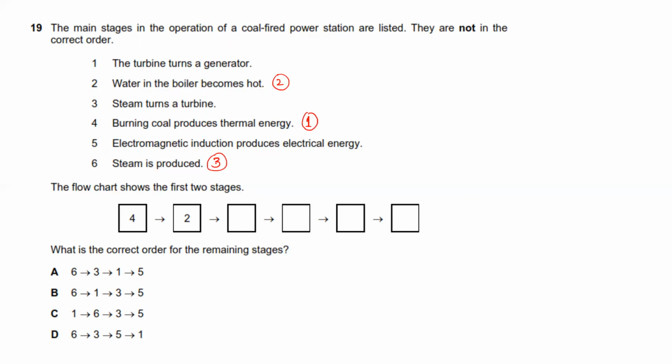And after steam is produced, steam turns the turbine. So this is 4. And the turbine turns the generator. This is 5, and electromagnetic induction produces electrical energy. This is 6. So 4, first of all 4, then 2, then we have 6, then we have 3, then we have 1, and then we have 5. So 6315 is the answer. 6315, A is the right choice in this case.